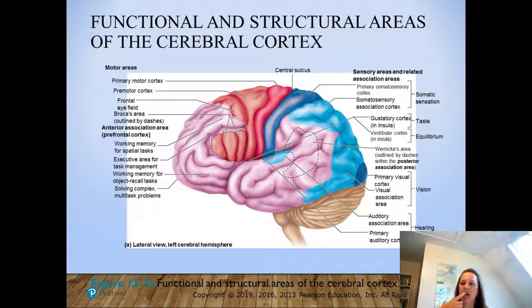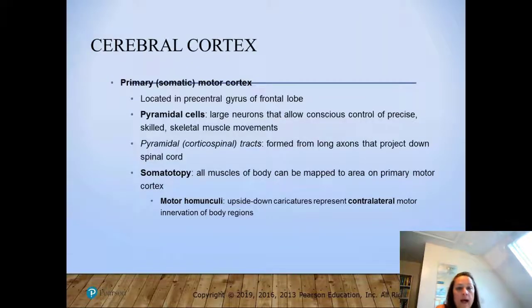If you go to the back part of the brain, right, we have our sensory areas. And if you read down the sides, somatic means touch, then taste, balance and equilibrium, vision, and hearing. We have all of our sensory areas in the posterior part of our cerebral cortex. And this is just going to give you some information about the different regions of the cerebral cortex. The primary somatic motor, right, that is a movement, precentral gyrus, right, control of precise, skilled skeletal muscle movement.